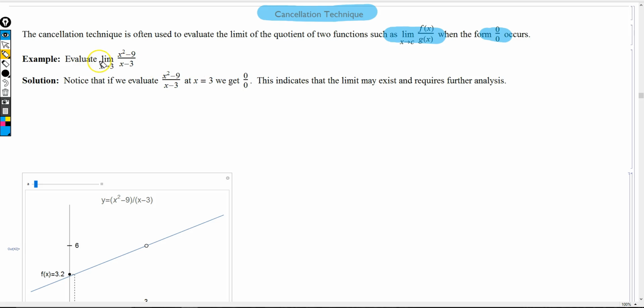So we want to evaluate the limit as x approaches 3 of x squared minus 9 divided by x minus 3. Now notice this first. If you put 3 in for x into this function, you get 9 minus 9 divided by 3 minus 3, so you're getting 0 divided by 0. Alright, so what that indicates then is that this limit may actually exist. We don't know what it is, but it has a chance of existing. So what we're going to do is, let's rewrite this limit as follows.